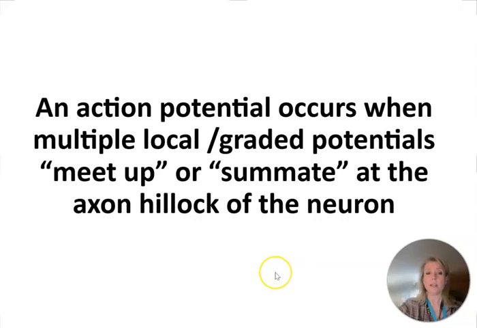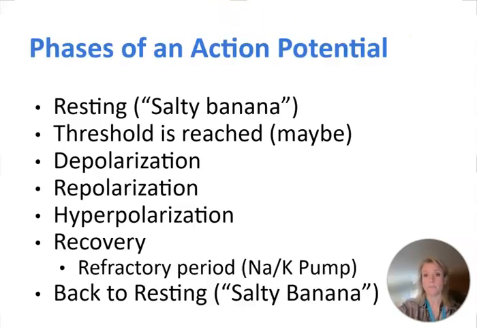Remember that an action potential occurs when multiple local or graded potentials summate, or add together, at the axon hillock of the neuron. But also bear in mind that if the sum of their membrane potentials at that moment doesn't reach threshold, then an action potential will not occur. It'll just disappear. We're not going to get propagation of an action potential down the axon at all.